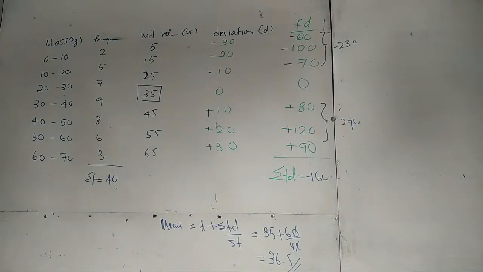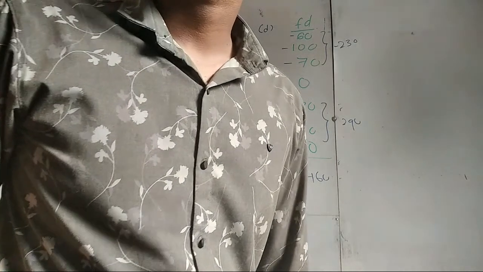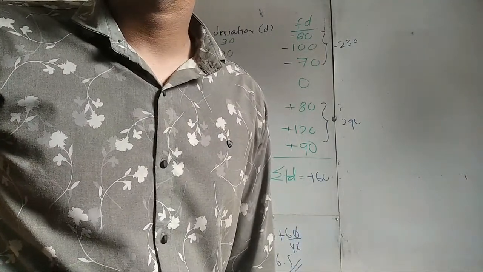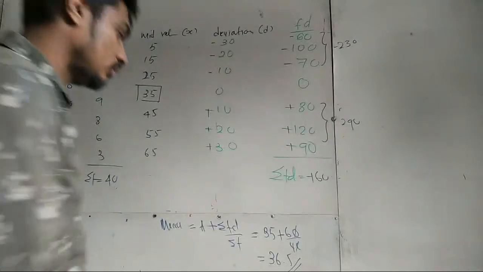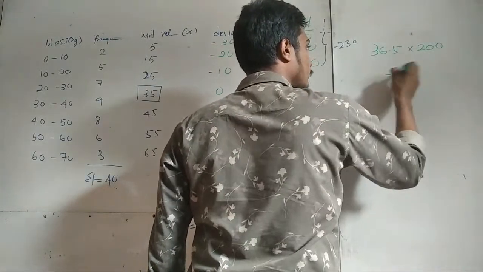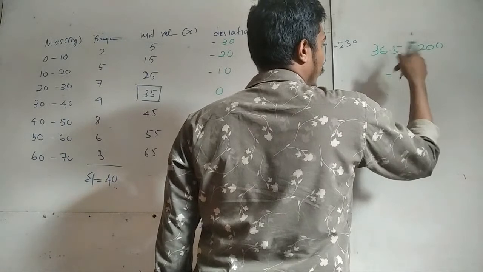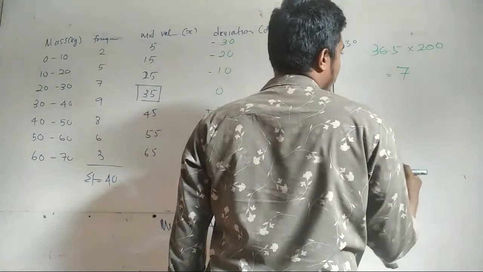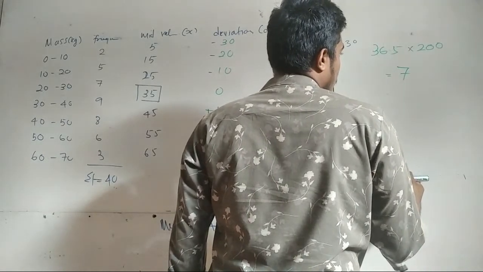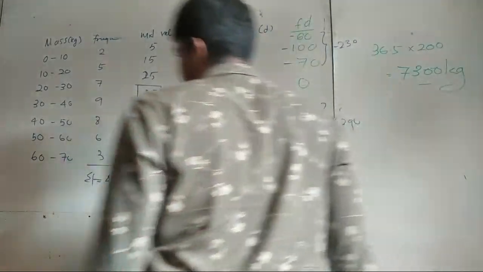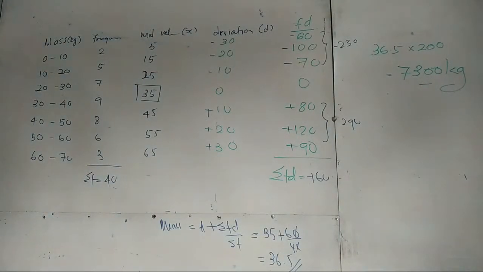Right, what is the next question? 200 bags, okay. Total mass, no? How much? 36.5 into 200. So that will be equal to 365 into 20, which is 7,300 kilograms. Easy. So this is xi minus a.